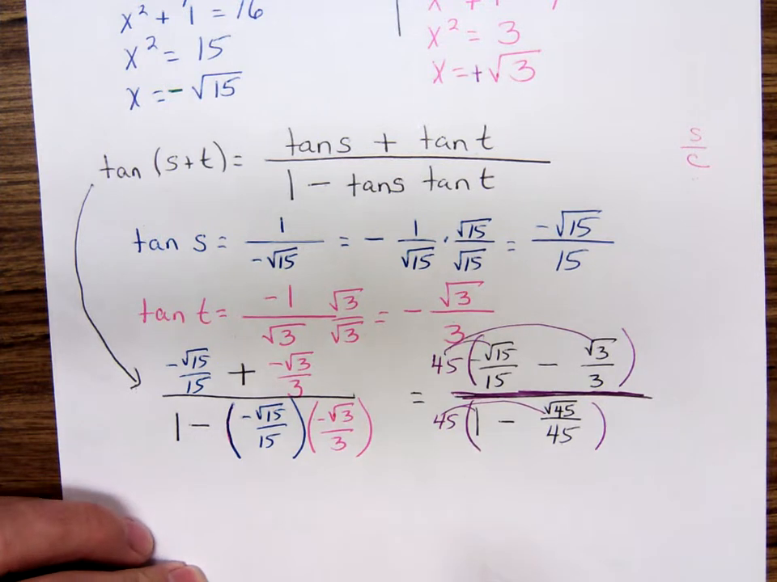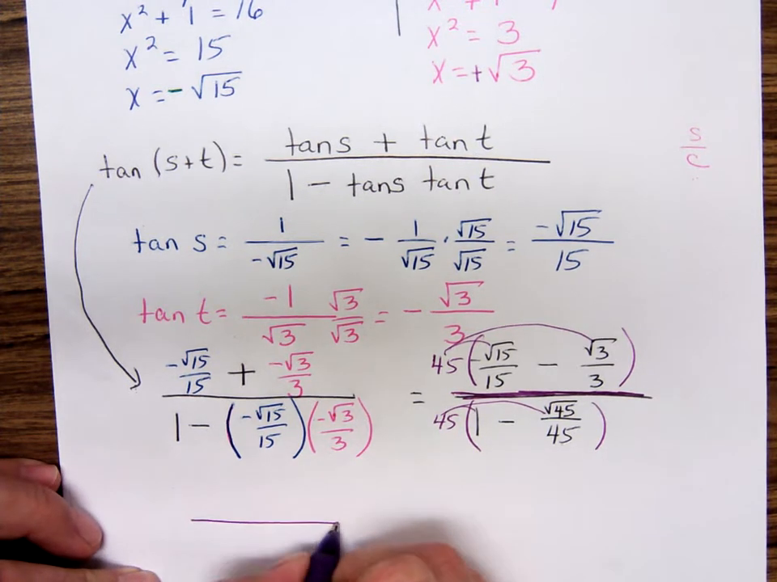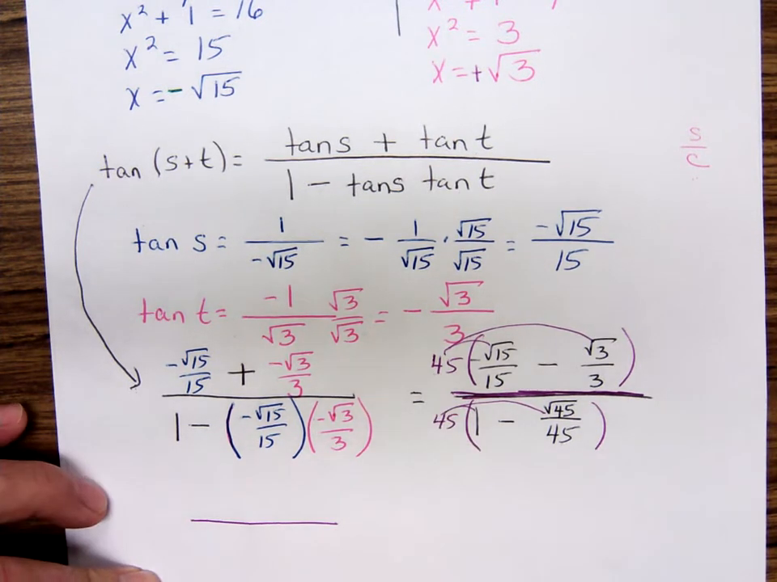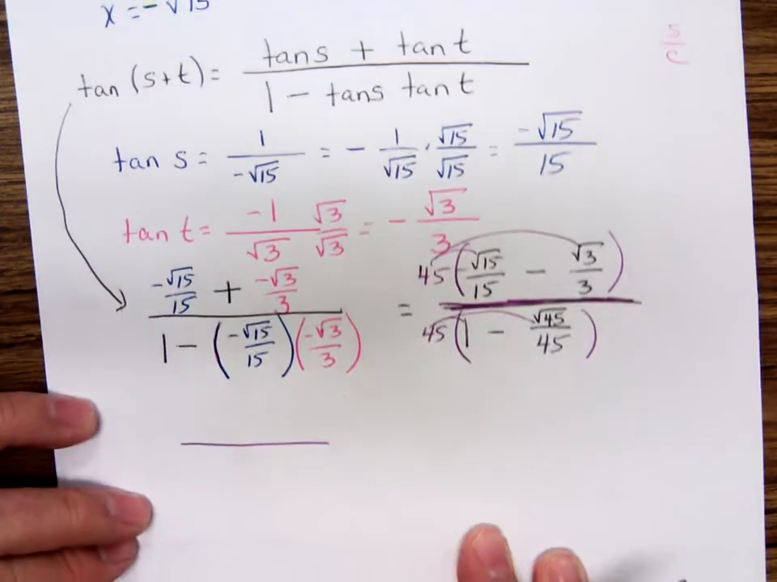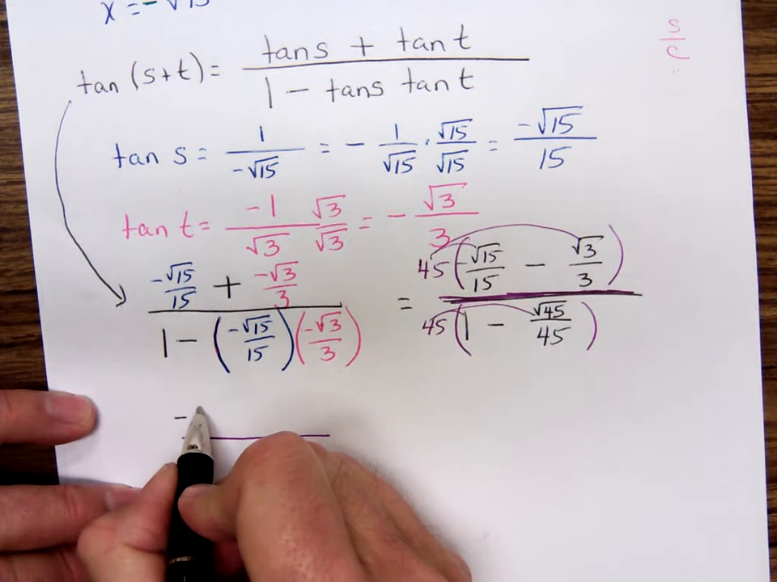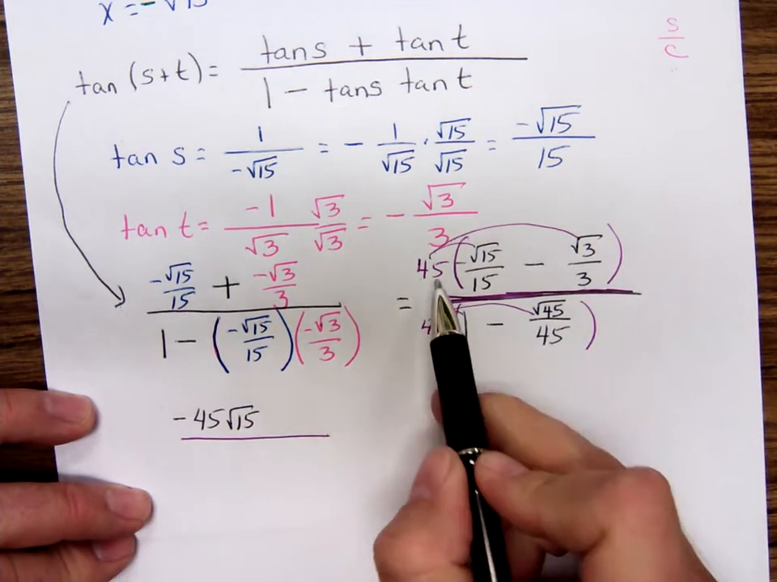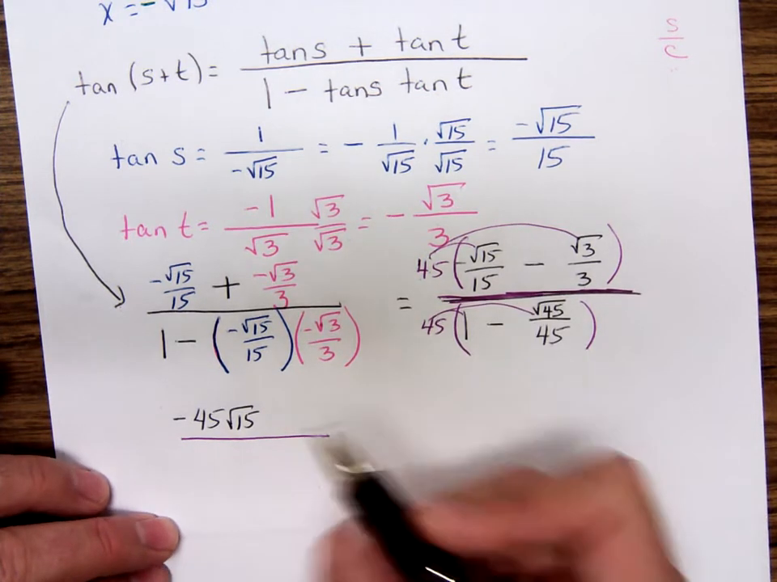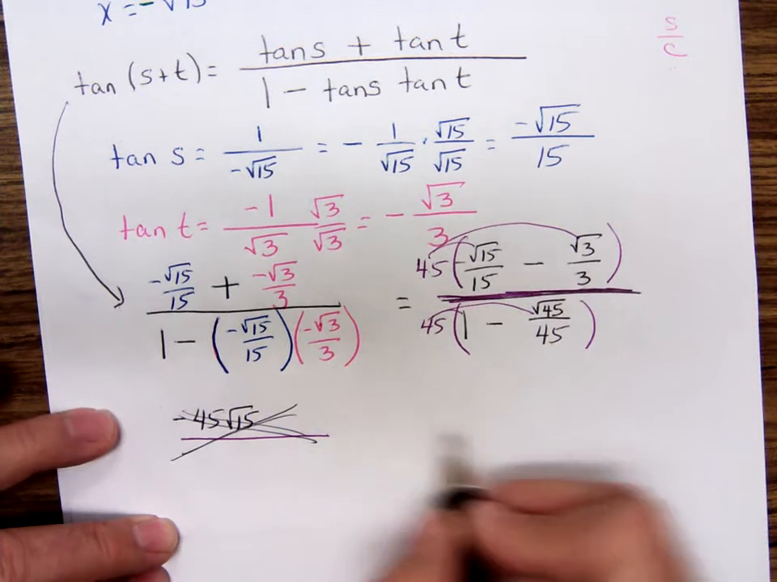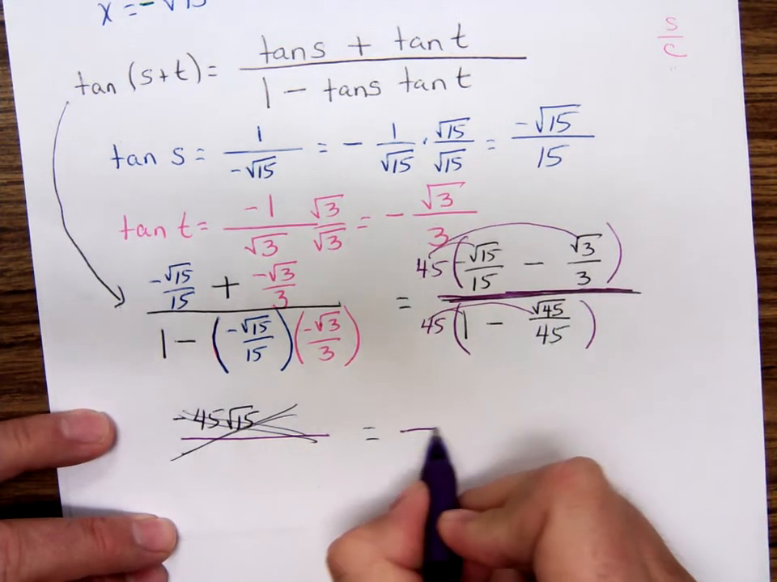Distributing the 45, we would have 45 times the negative square root of 15. We'll just write that as negative 45 square root of 15. Negative times, what am I doing there? I'm looking at stuff out in the hall instead of paying attention to what I'm doing. Okay, here.